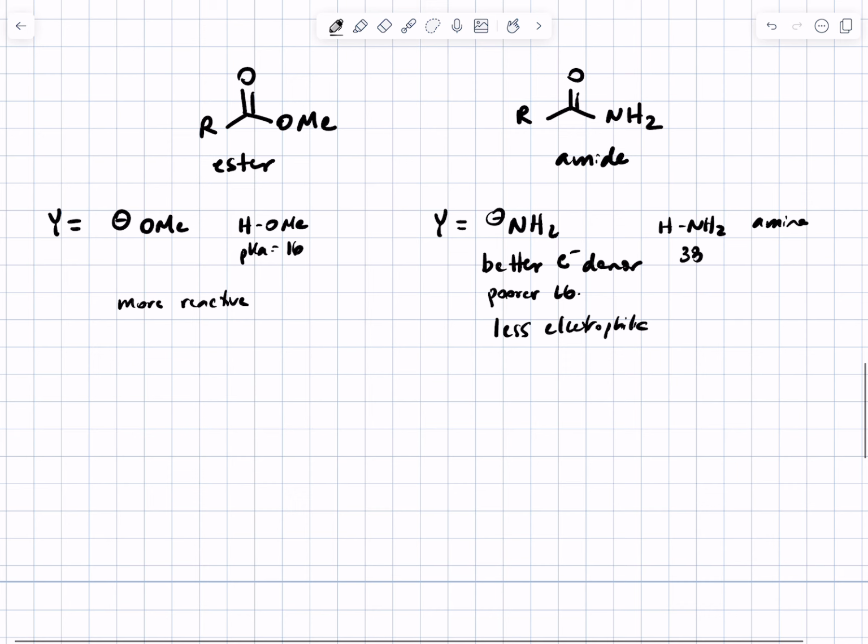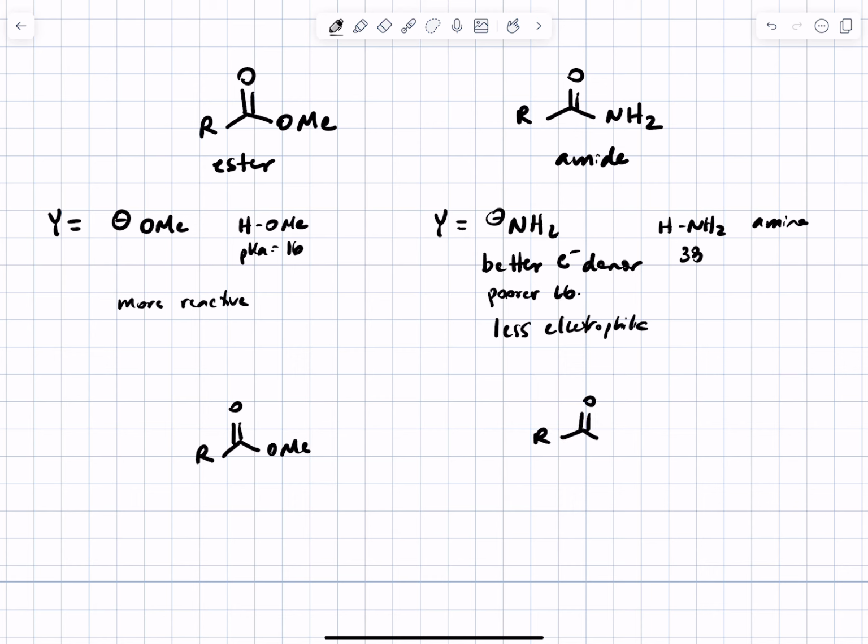Let's see, one more. We're going to keep the ester. This is, I guess, easy. Let's replace the oxygen with the sulfur. This is an ester. This is a thioester.